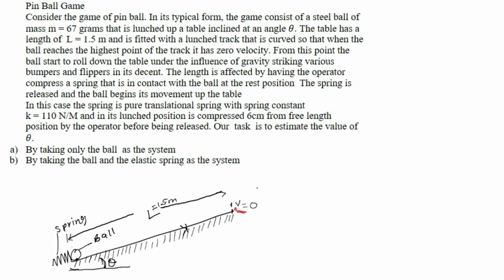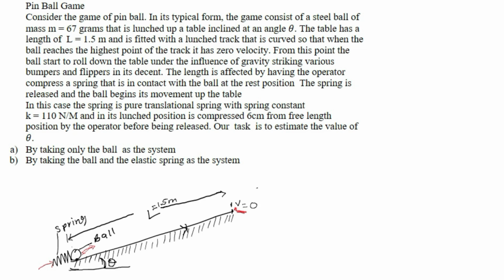From this point, the ball starts to roll down the table under the influence of gravity, striking various bumpers and flippers in its descent. The launch is affected by having the operator compress a spring in contact with the ball at the rest position. So the operator is here, he will compress this spring, and when he releases it, the ball will start moving upward. The spring is released and the ball begins its movement up the table.